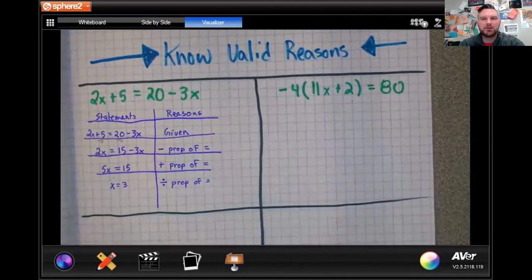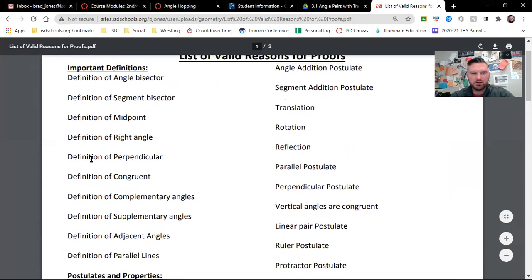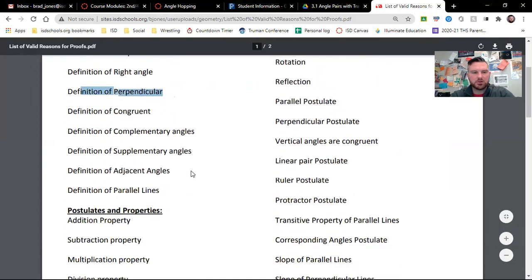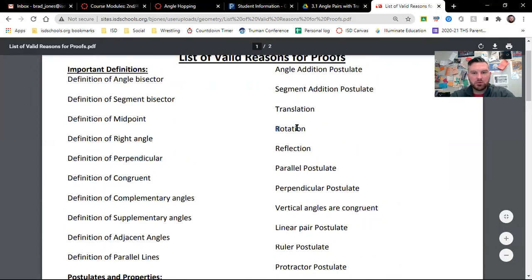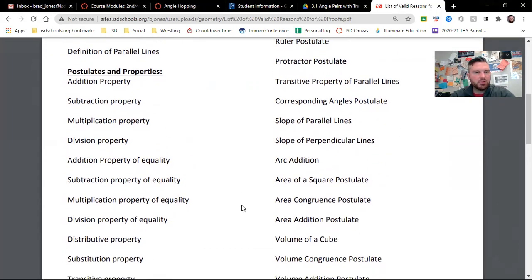So if we go back here and look at the valid list of reasons here, a lot of these are definitions that we've talked about, definition of a right angle. That is that it equals 90 degrees, or definition of perpendicular, 2 lines that intersect at 90 degrees. You have a rotation, translation, reflection. Okay, a lot of these already on here.